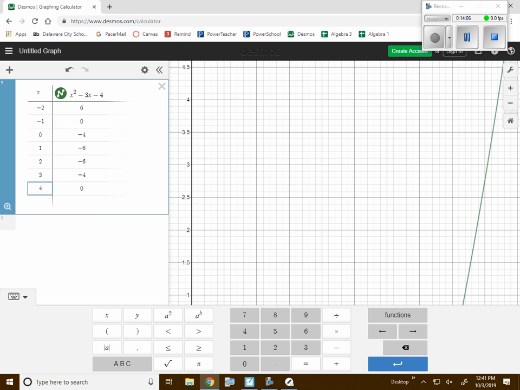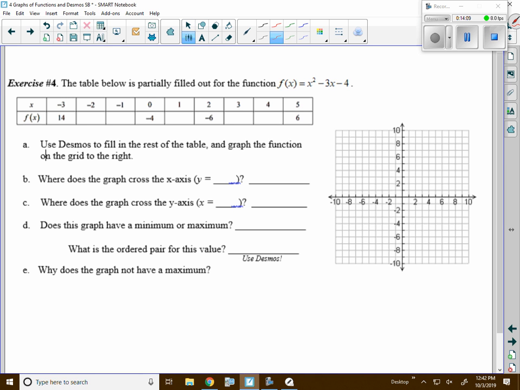All right, I'm going to have you read me the values here. What is my value at -2? What about -1? What about at 1? 3? 4? All right, so I'm going to quickly graph these. Okay, so here we go.